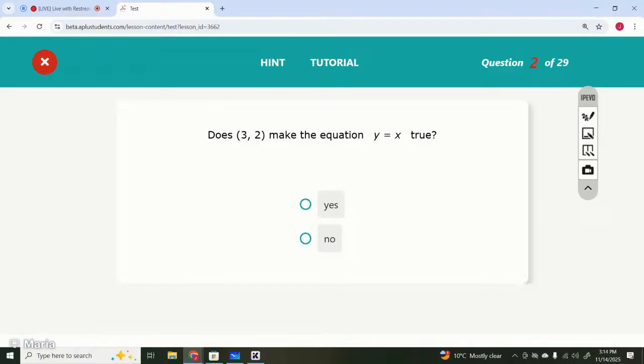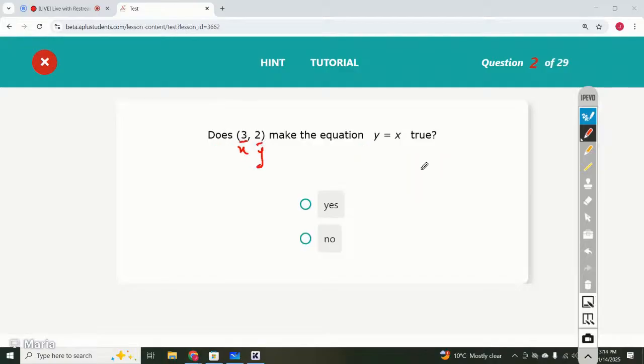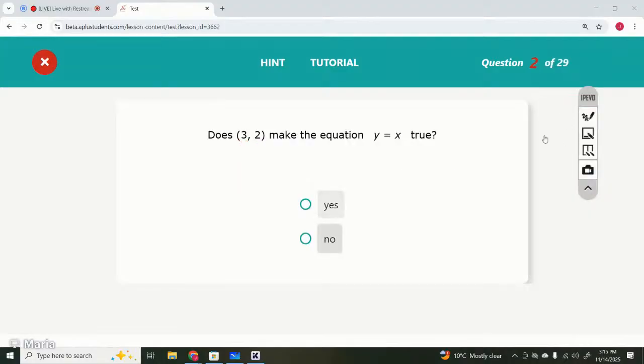Does (3, 2) make the equation y equals x true? X is 3 and y is 2. So y equals x, but 2 is not equal to 3. The correct option is no. The point (3, 2) does not satisfy the equation.